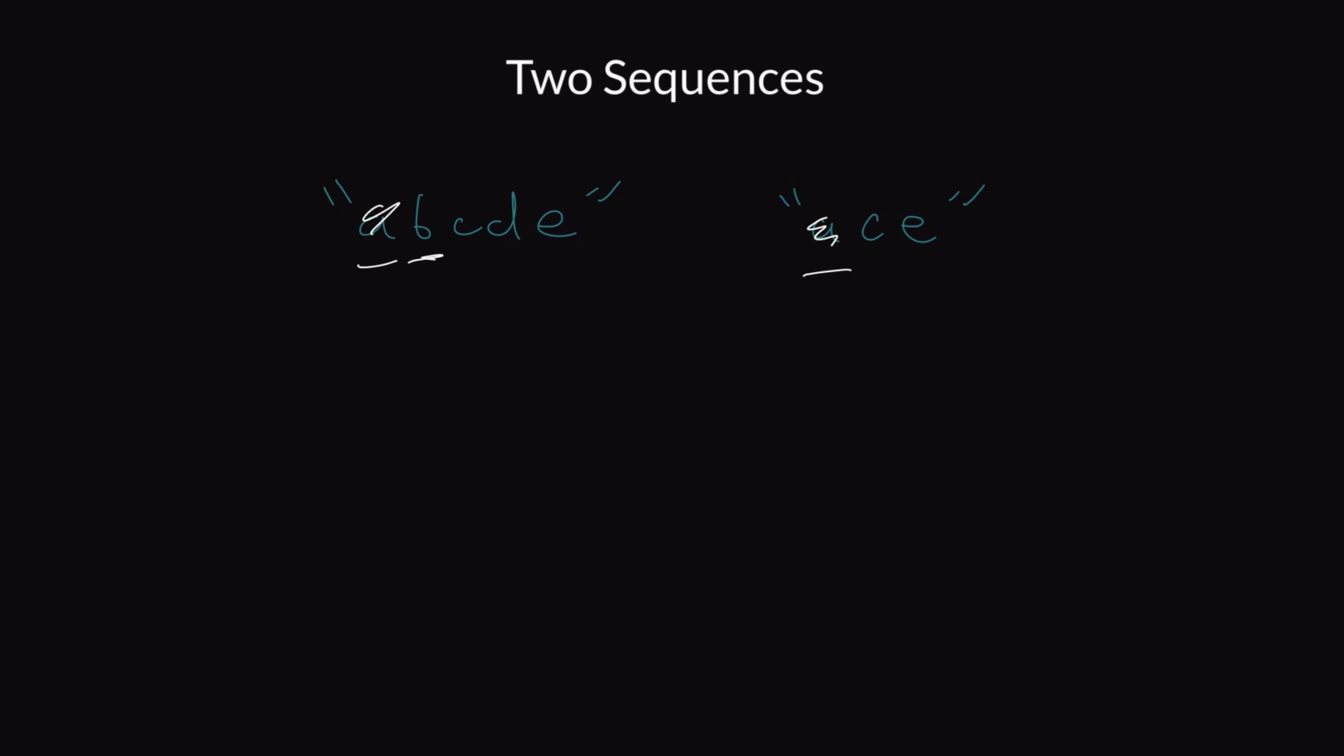Because B and C are not the same, that's going to break off into another subproblem. So now we branch off into two decisions. We can either take the B from BCDE or take the C from CE. So our decisions will look like this.